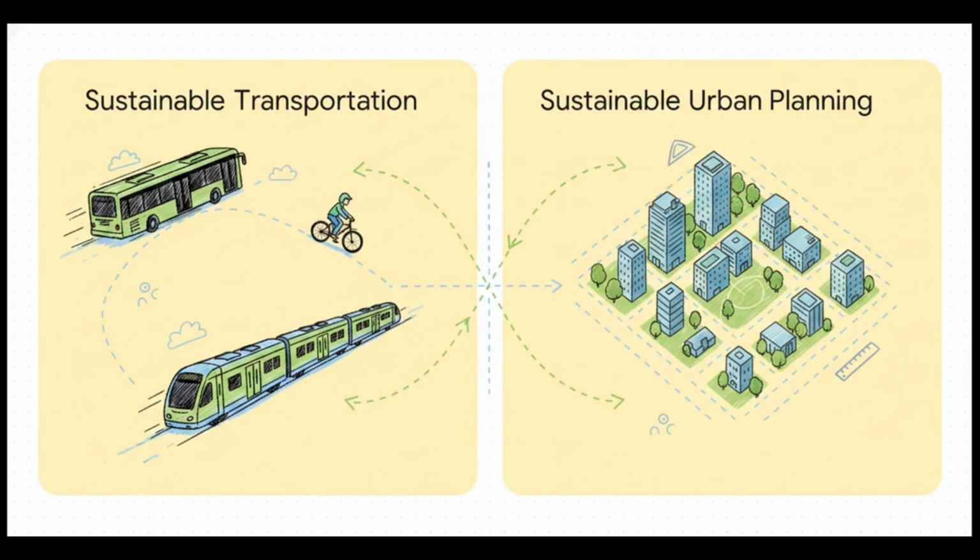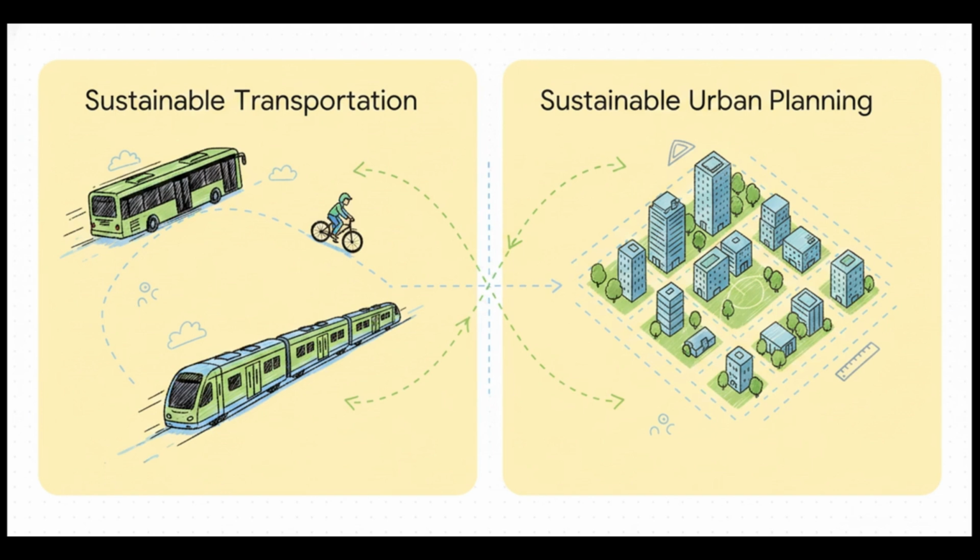The source expertly pairs two vital concepts together here. On one hand, we have sustainable transportation, which focuses on the actual vehicles and the transit networks we use to physically move around. On the other hand, we have sustainable urban planning, focusing on the spatial design and the zoning of the cities we live in. These two things cannot exist in a vacuum. You can't have a truly green transit network if your city's spatial design forces everyone into those hours of gridlock.